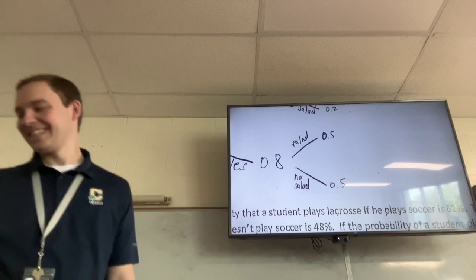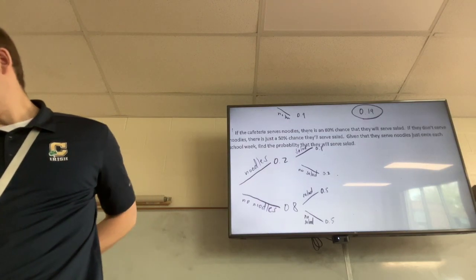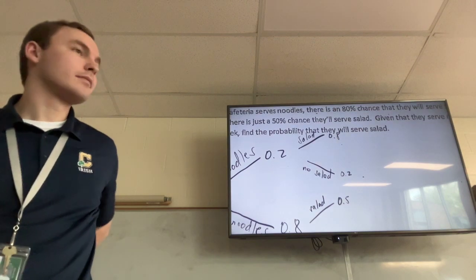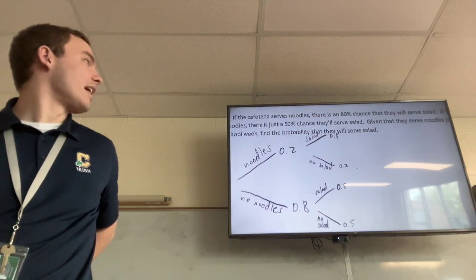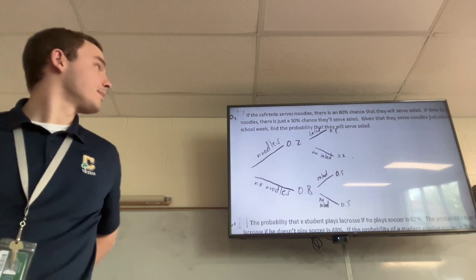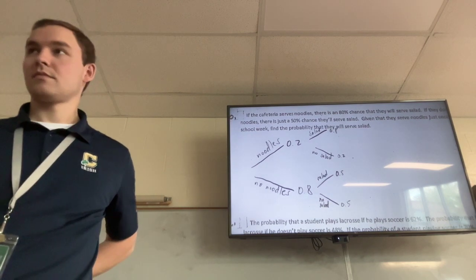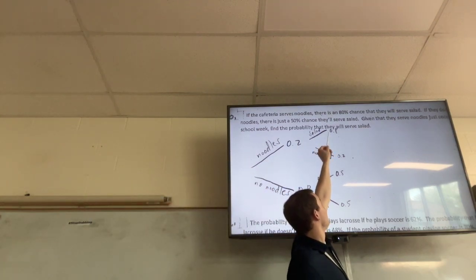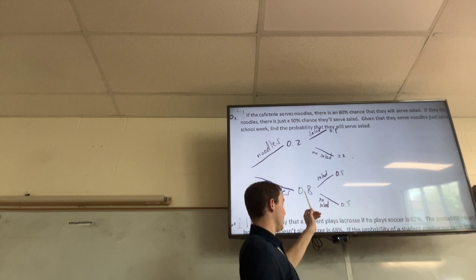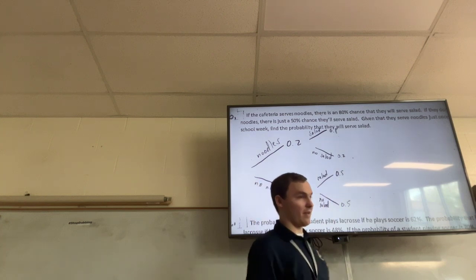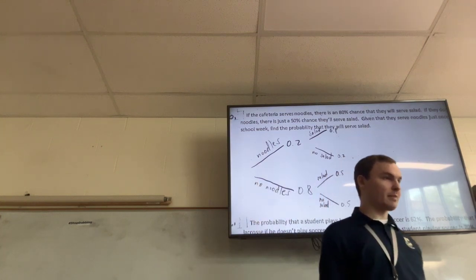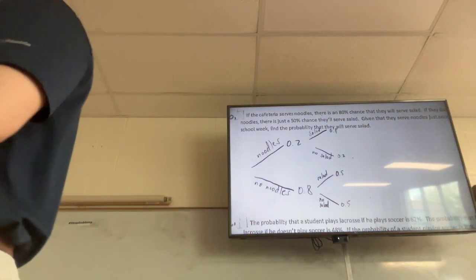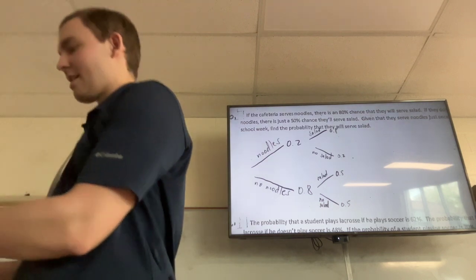I'm kidding. All right, what are they asking me? What do we want to find? The probability they will serve salad. So what am I going to do? 0.2 times 0.8 plus 0.8 times 0.5. Does that make sense? Feeling good? Feeling all right? Feeling good, Ryan?